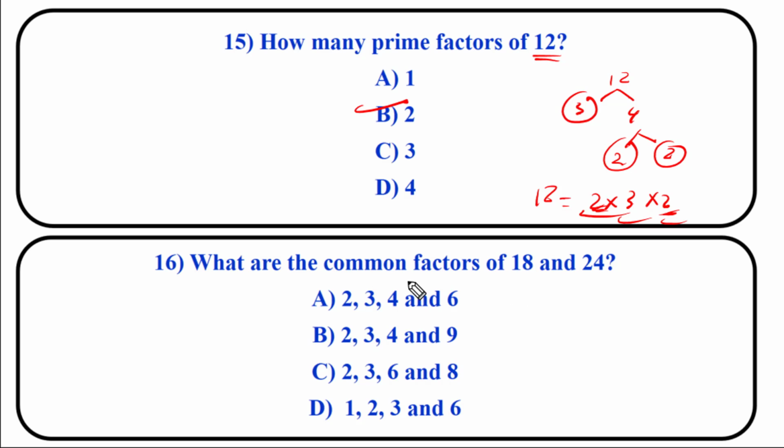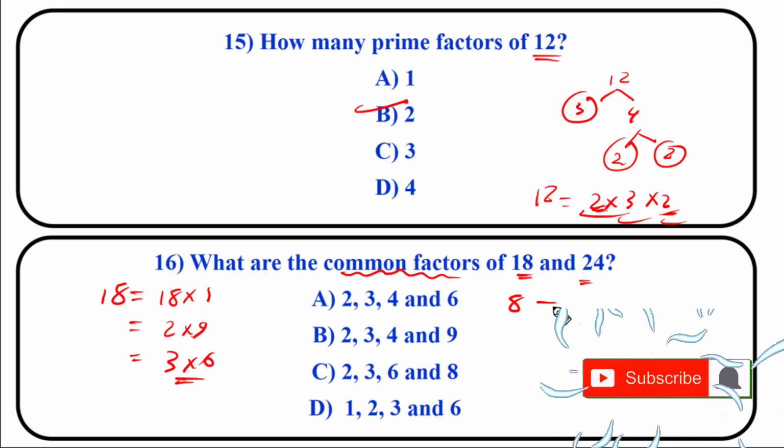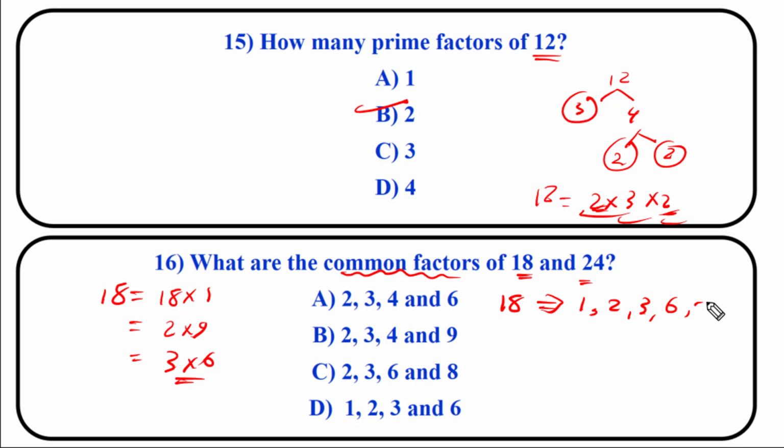Number 16, what are the common factors of 18 and 24? To find the common factors of 18 and 24, we will write factors of 18 and factors of 24. To find factors of 18, ask yourself, 18 is what? 18 is 18 times 1, and 18 is 2 times 9 and 3 times 6. Now factors of 18 are what, guys? Factors of 18 are 1, 2, 3, 6, 9, and what? And 18.